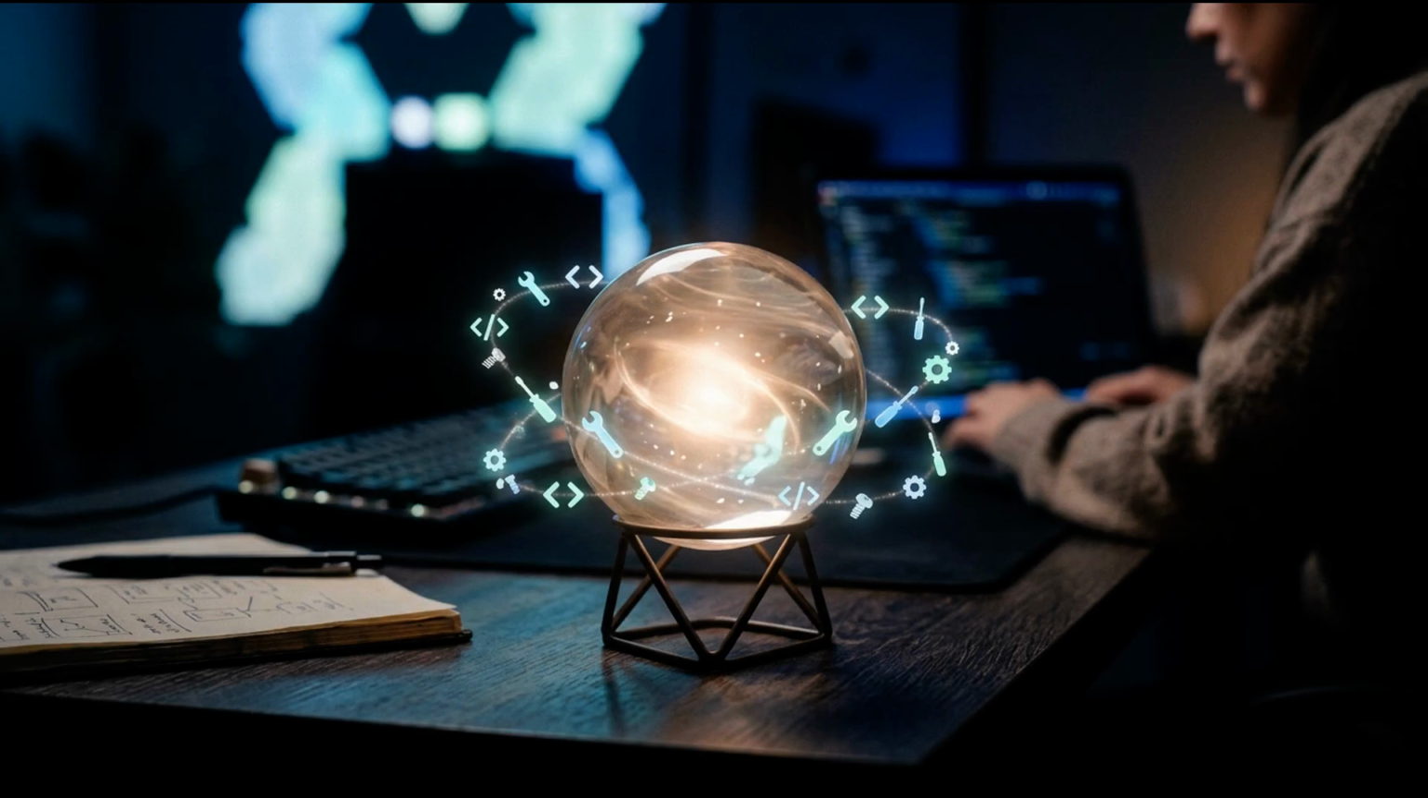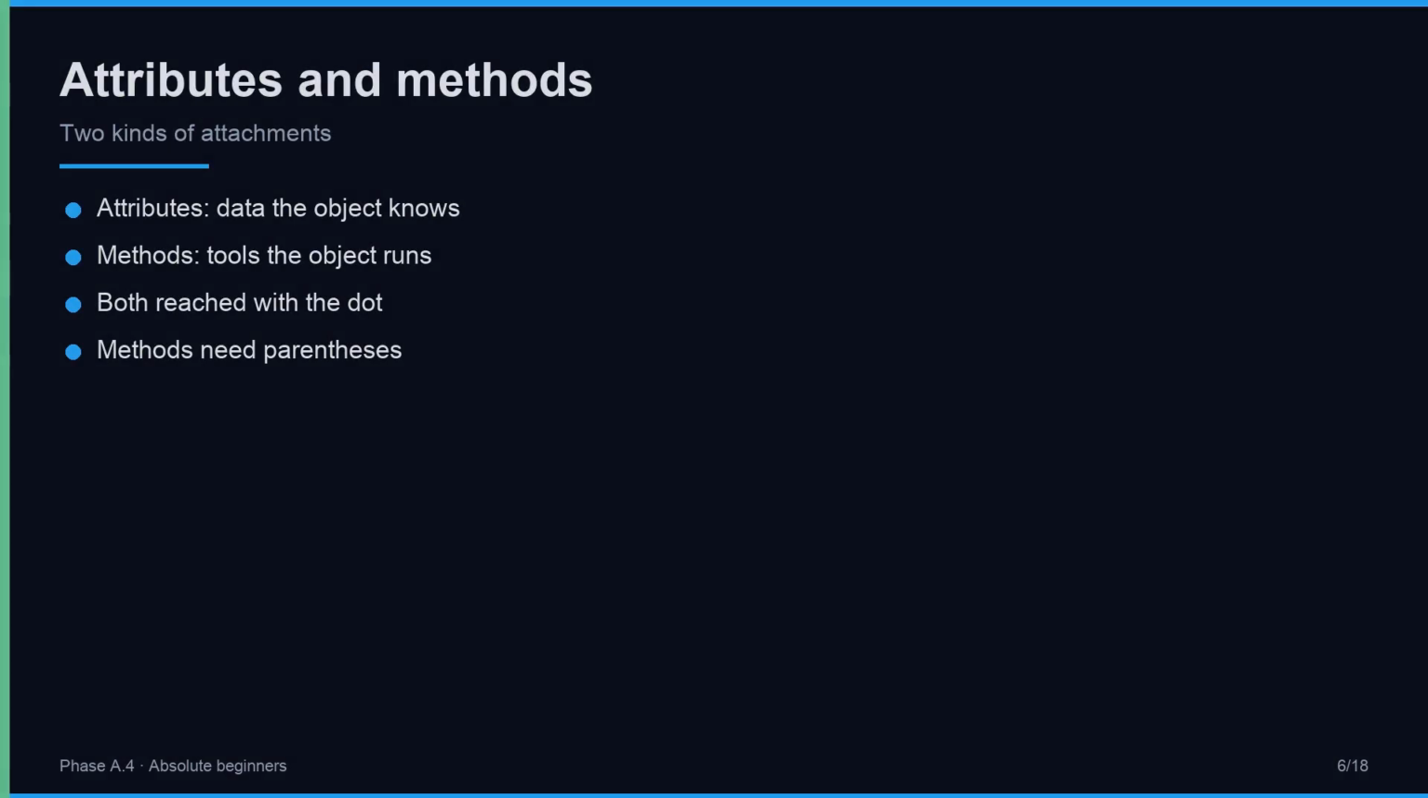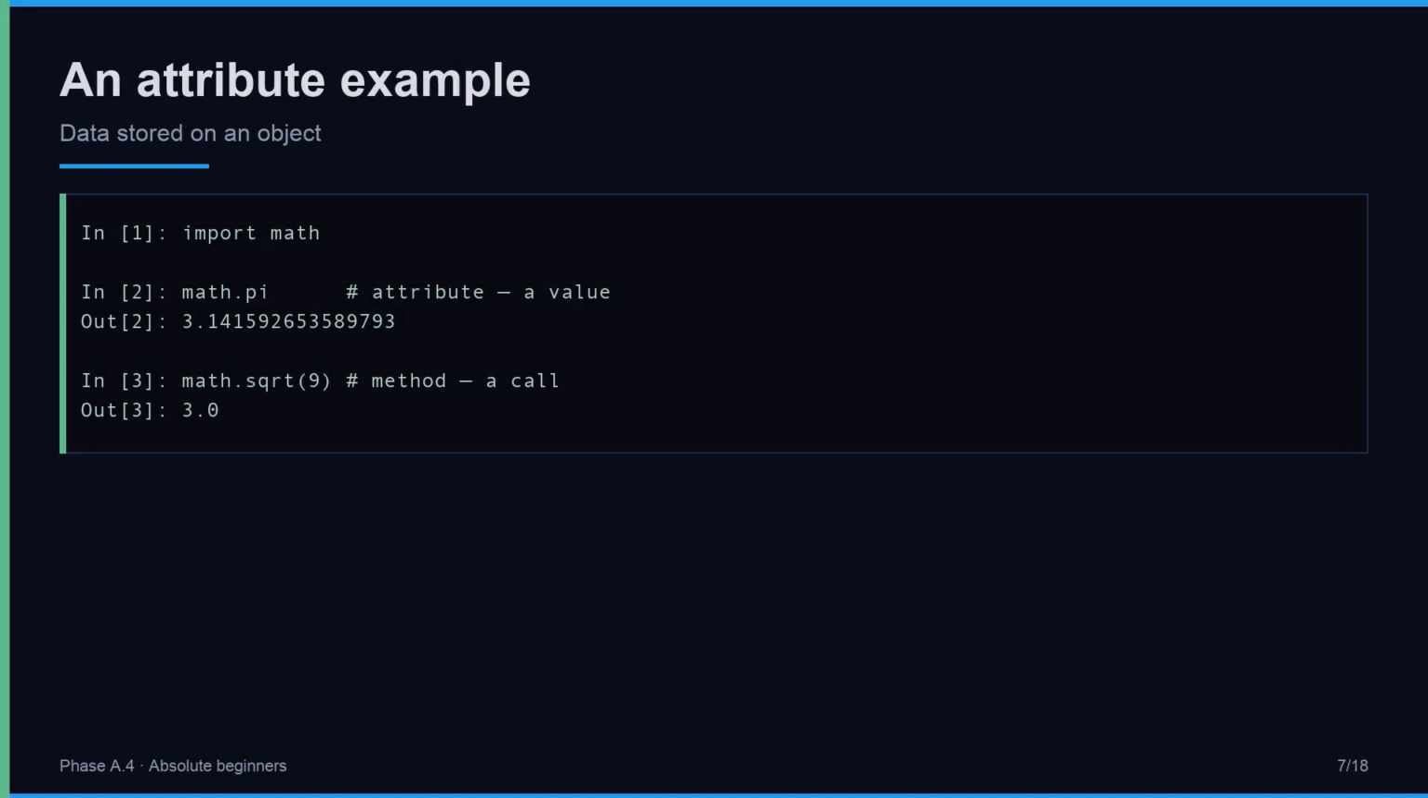An object carries two kinds of attachments. Attributes are data the object knows, like a value stored inside it. Methods are tools the object can run, like a function attached to it. You reach both with the dot. The difference: methods need parentheses because you are calling them. Attributes do not, because they are values, not calls. You already saw this with math.pi, a value, and math.sqrt, a call. Data versus action.